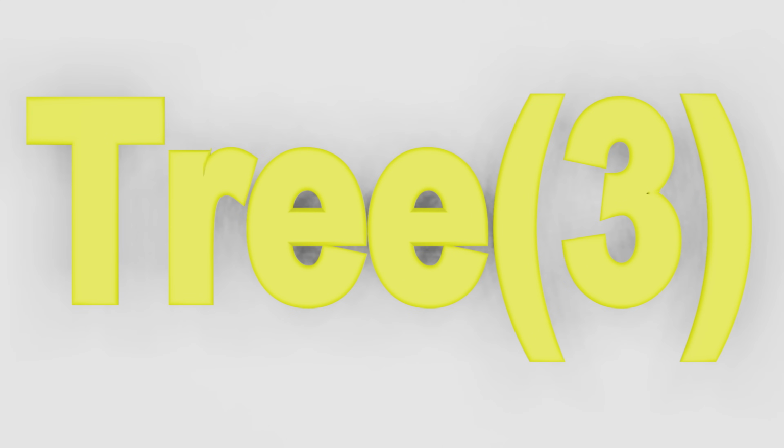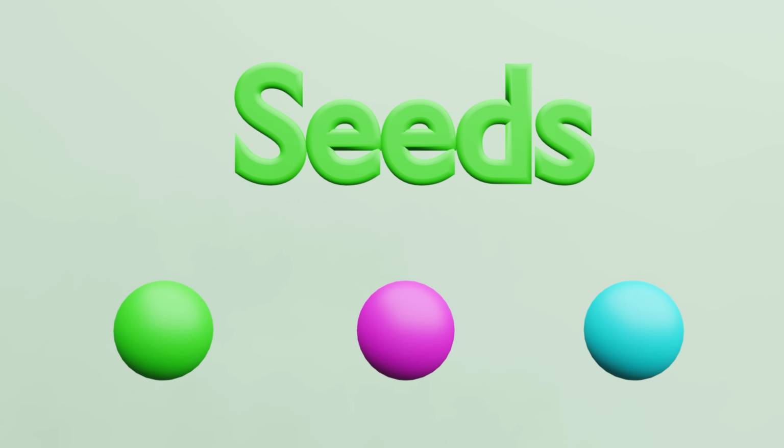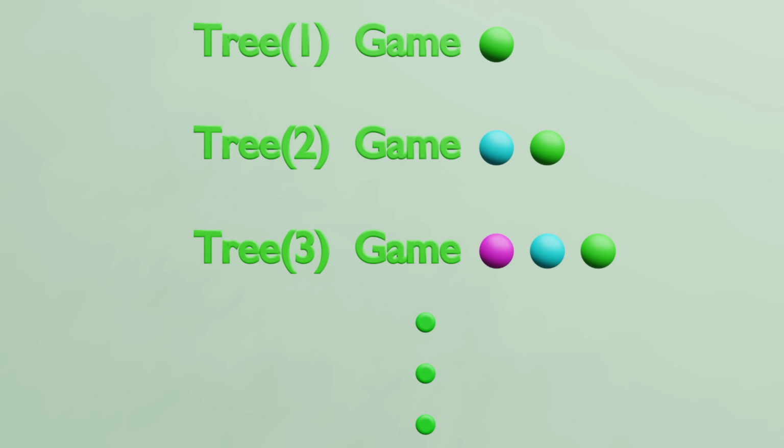Now we skyrocket up to tree 3. In order to understand the number tree 3, we must play a bit of a game. In our game, we're going to create a forest out of seeds that look like these. In our tree 1 game, we will only use one color of seed. In our tree 2 game, we'll use 2 different colors of seed. In our tree 3 game, we'll use 3 different colors of seed, and so on.